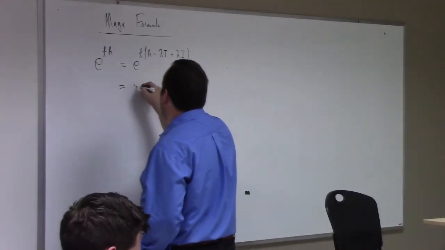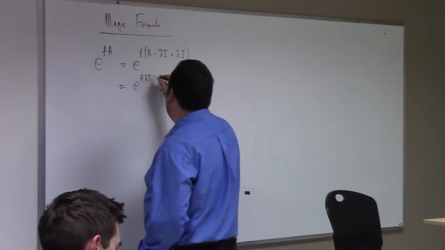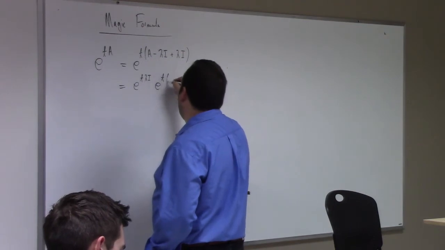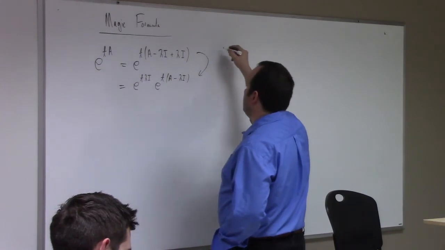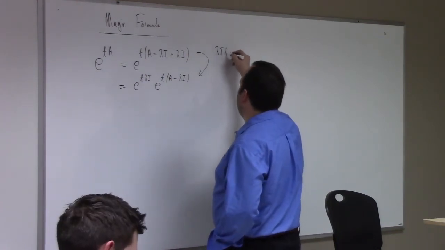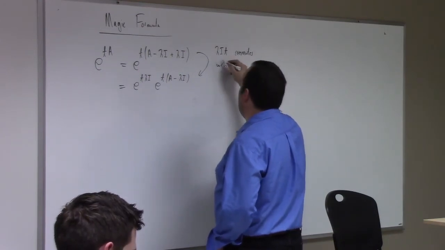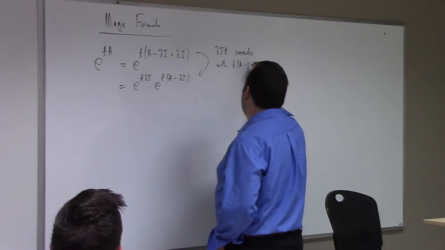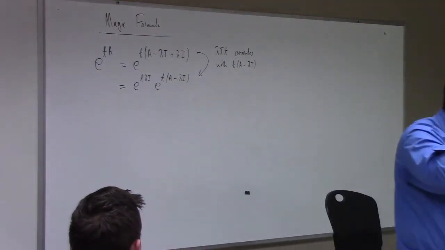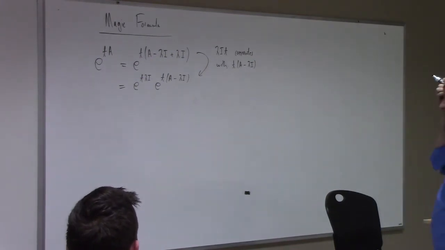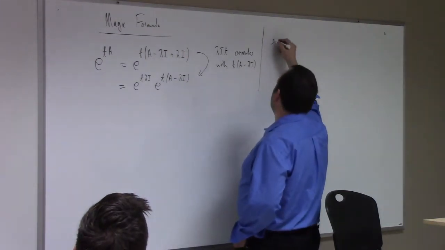And this is going to give me e to the t lambda I times e to the t times (A minus lambda I). Going from here to here, that's because lambda I t commutes with t times (A minus lambda I). So the laws of exponents work for the matrix exponential for commuting matrices. And this e to the t lambda I, I'll work it out fine. e to the t lambda I is what?